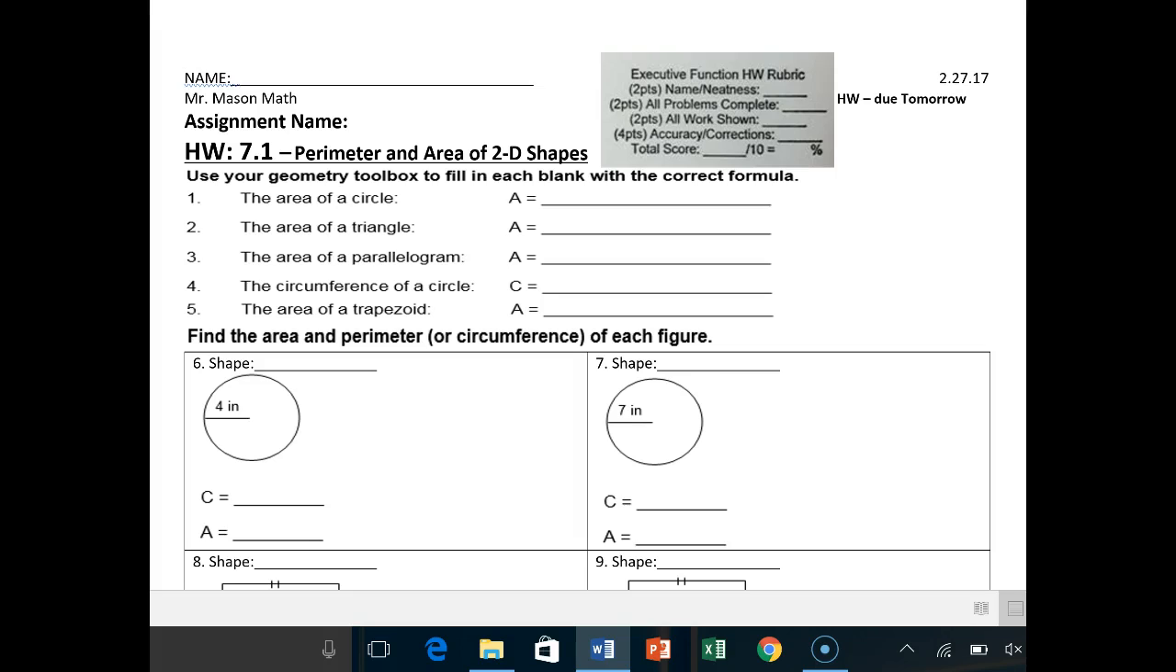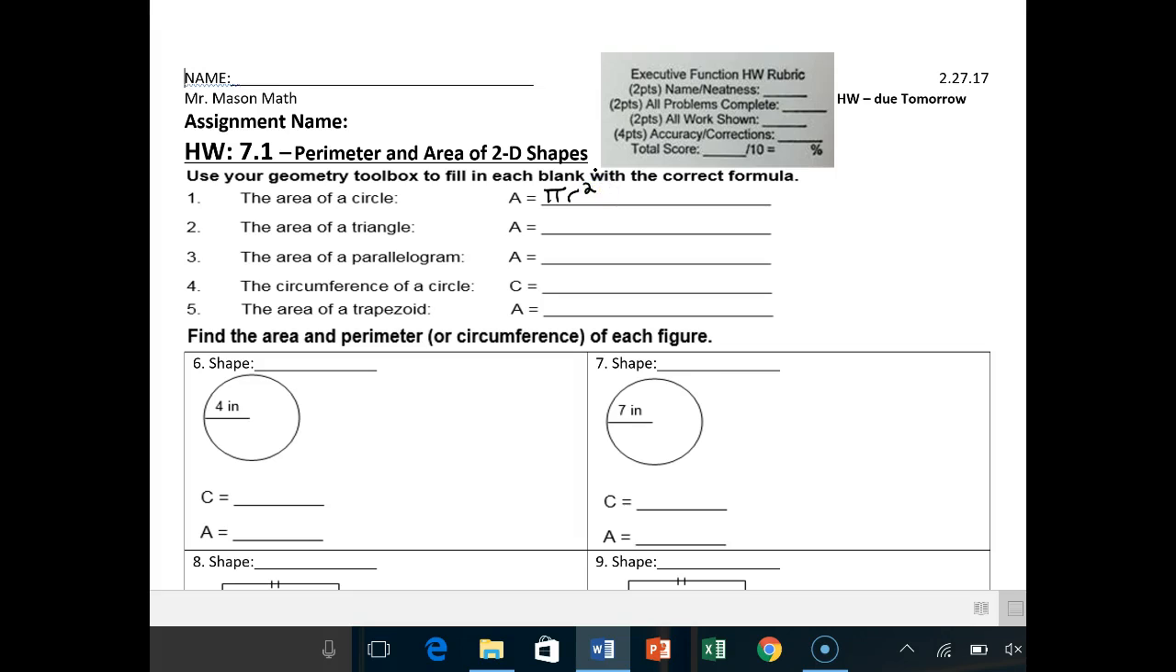Number 1, it says use your geometry toolbox to fill in each blank with the correct formula. So please make sure you have your notes from today. That's your geometry toolbox. It's got all the formulas you'll need for anything. So the area of a circle, if I look at my geometry toolbox, the notes from today, it's A is equal to pi r squared.